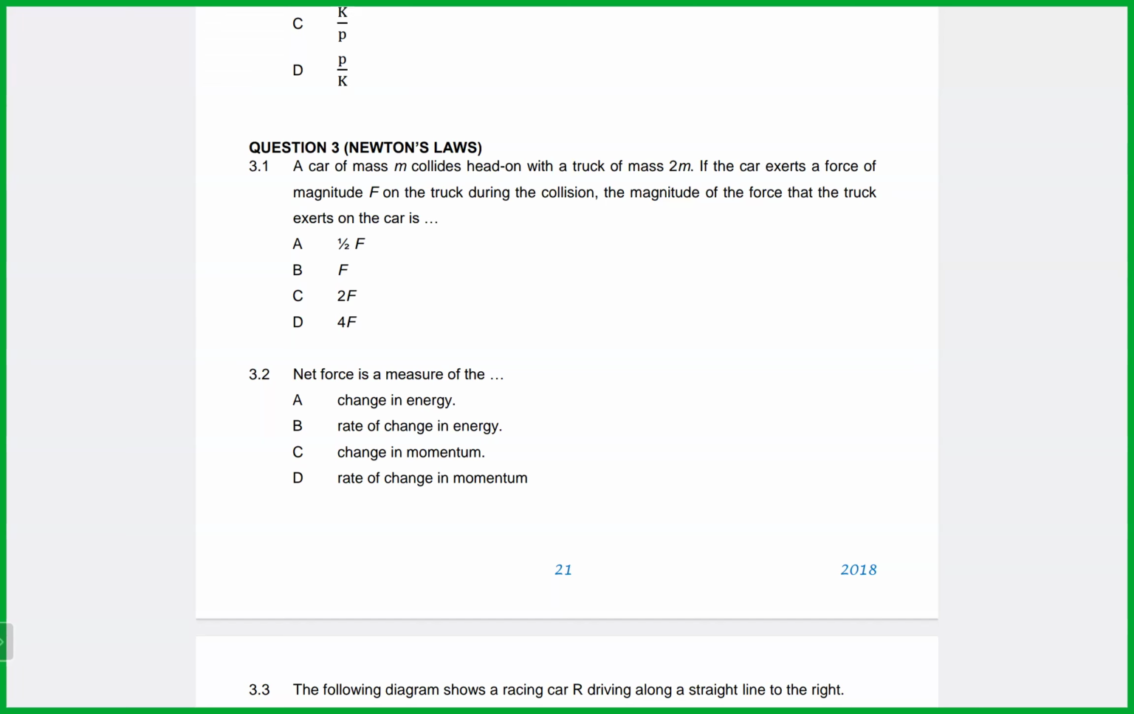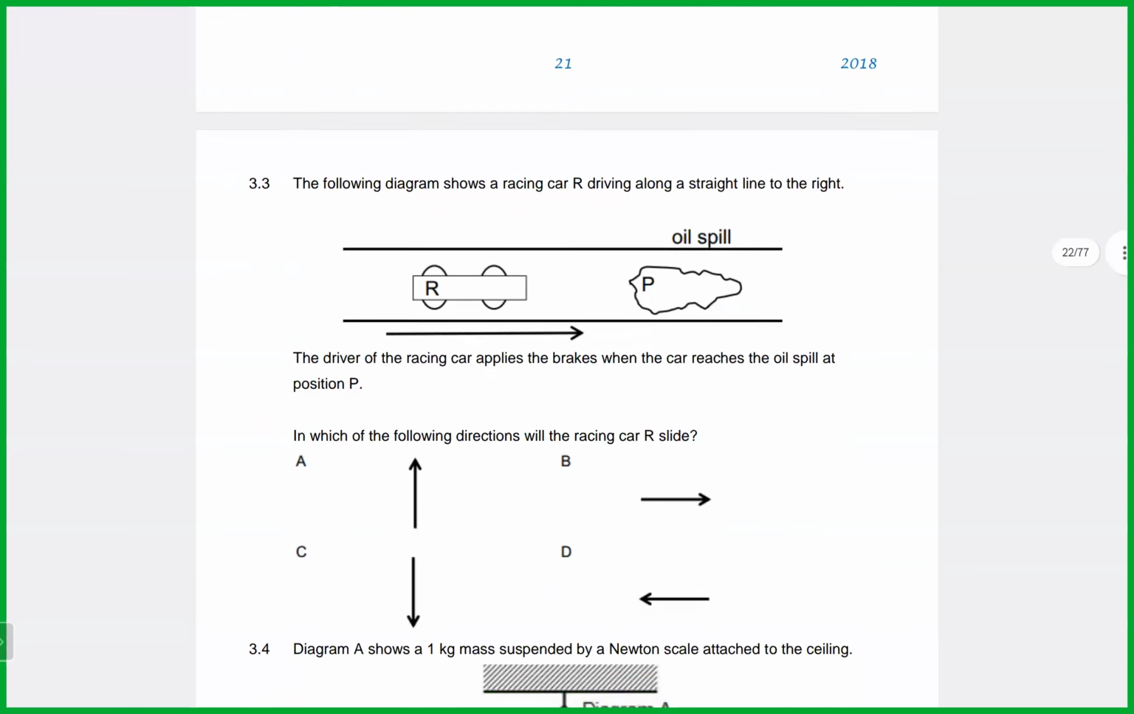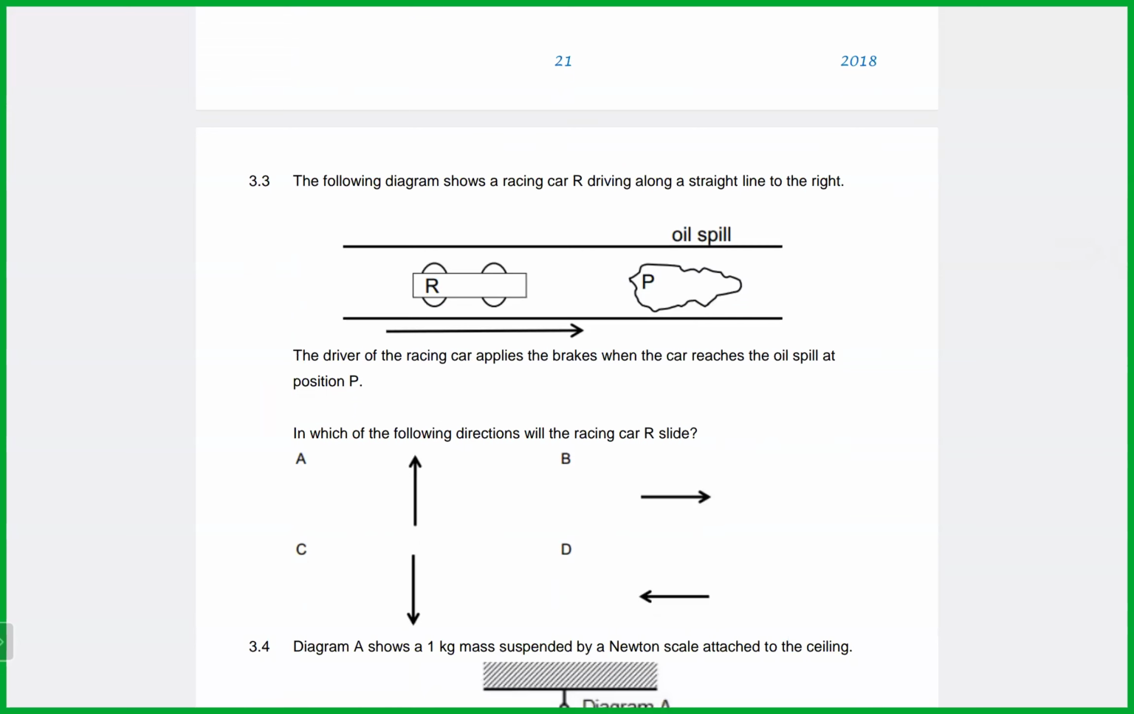You can't answer 3.2 because it deals with momentum. You didn't do that as yet. 3.3. The following diagram shows a racing car R driving along a straight line to the right. The driver of the racing car applies the brakes. When the car reaches the oil spill at position P, in which direction will the car R slide? That's an easy question now. B. Very good. It'll still move forward, isn't it?